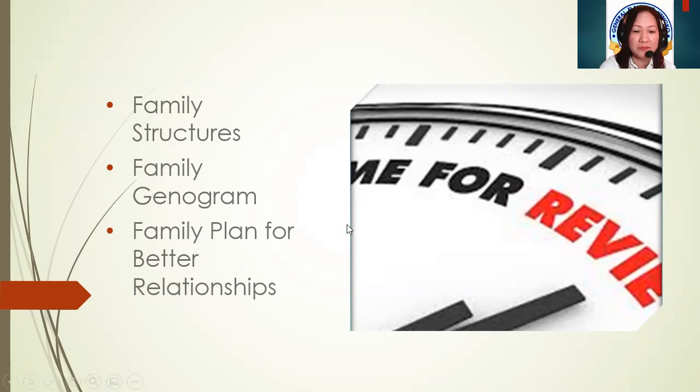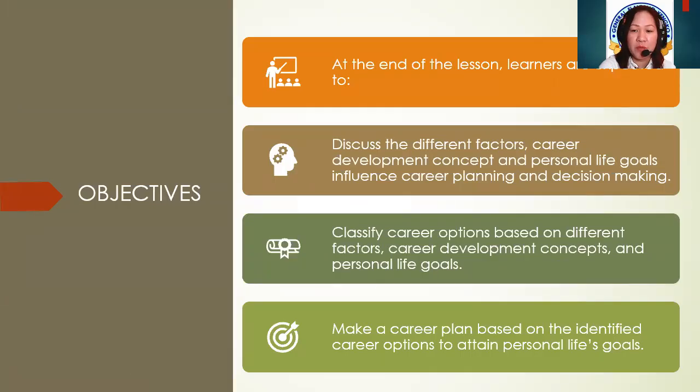Okay, so moving on. For our objectives for week 6 and 7, at the end of the lessons, the learners are expected to, number 1, discuss the different factors, career development concept, and personal life goals that influence career planning and decision making. Another, classify career options based on different factors, career development concepts, and personal life goals. And for the last objective, you are to make a career plan based on the identified career options to attain personal life's goals. Okay, so let's begin our discussion.